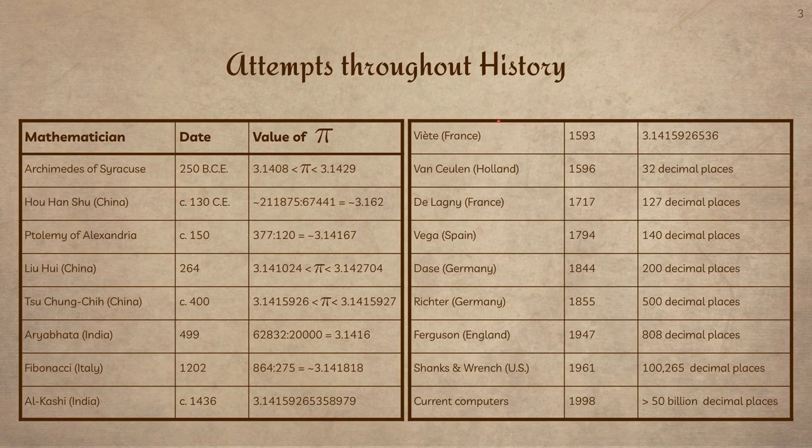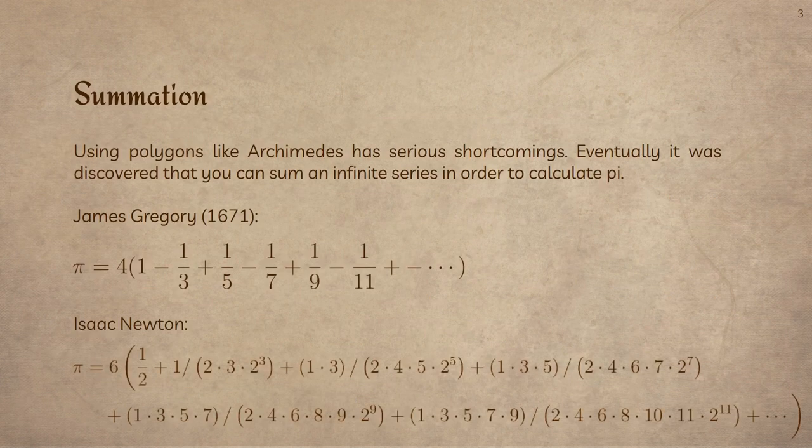But you can see that it wasn't really until we started hitting the 1500s that we started getting more and more accurate. And this comes from a book, which is where I got this figure, which was made in 1998. And at that point, they had over 50 billion decimal places. And I don't know how many it is today, but I'm sure it is well beyond that now. But it makes you kind of wonder, well, how are we doing this? Are we creating polygons like Archimedes was? Well, not necessarily.